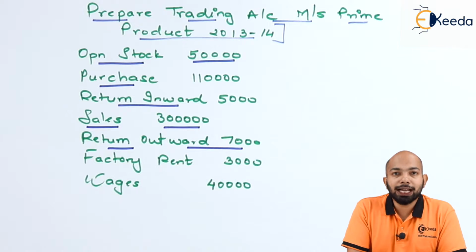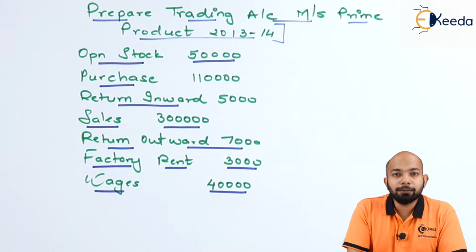Sales has been mentioned in the question as rupees 3 lakh, and return outwards as rupees 7,000. As return inwards is nothing but sales return, similarly return outwards is nothing but purchase returns. That means if we have purchased goods from a vendor and some goods are defective, we'll send them back to the vendor. Hence, return inwards and return outwards are nothing but sales return and purchase return.